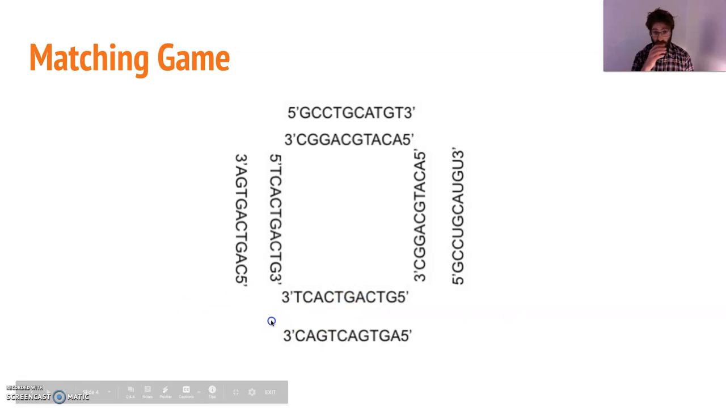Now I know that 5 prime to 3 prime direction is a tricky concept, and that's something that's really important for DNA replication. We're going to talk about that, so hold your questions for now, because I know you have questions about that. I certainly did, and we're going to talk about that in a few minutes.